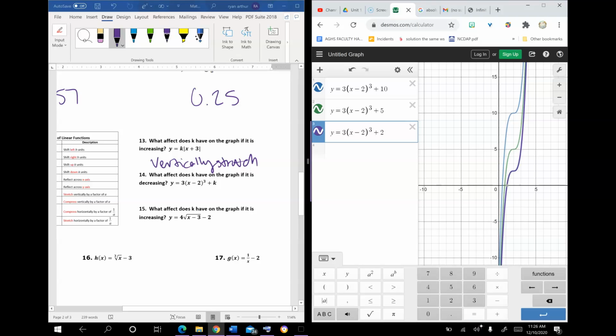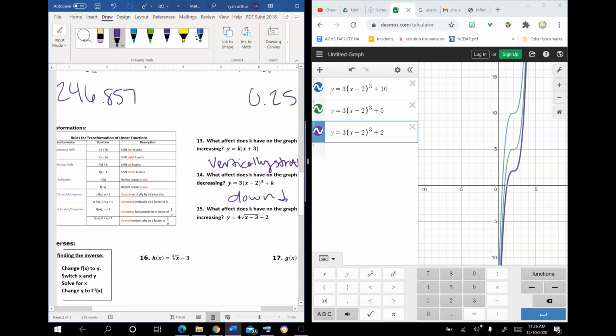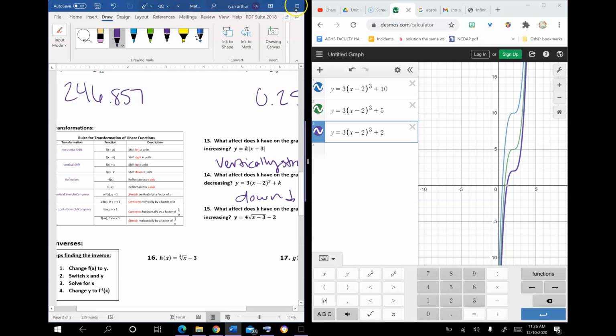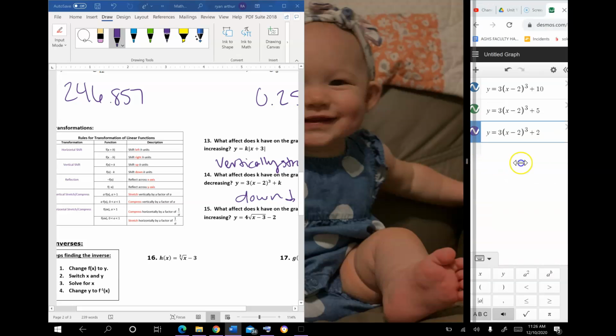So what's happening to this graph? It's going down. So when that K decreases, it goes down. Okay? All right, I messed up on 15, so we're just going to skip it. I didn't really put a K. All right, so now we're done with Desmos for this section.